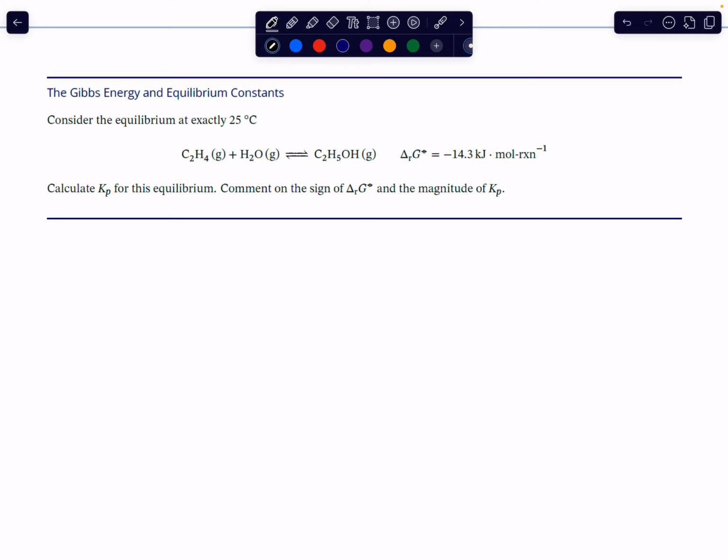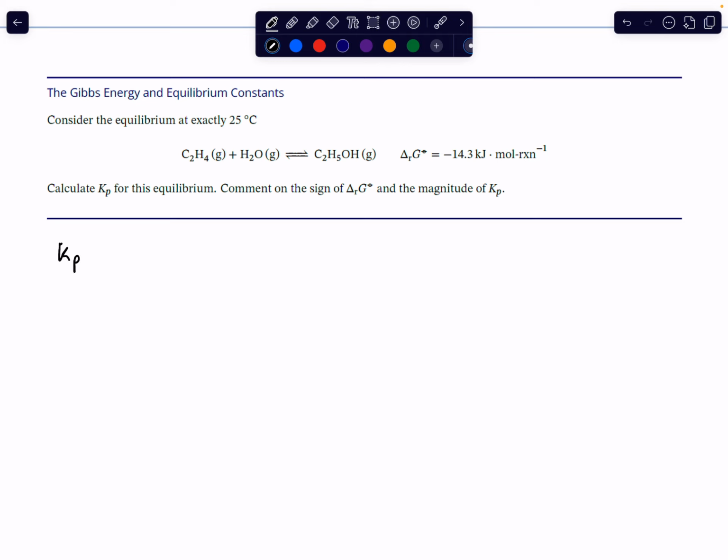So the example specifically says, consider the equilibrium at exactly 25 degrees Celsius, and then there's some equilibrium of ethene with water gas giving ethanol. And we're given the standard Gibbs energy of reaction. Okay, and then it says, calculate Kp for this equilibrium, and also comment on the sign of the standard Gibbs energy of reaction and the magnitude of this Kp. So this is a straightforward calculation and then some discussion. And I actually like the discussion more than the calculation part, so let's just get into it.